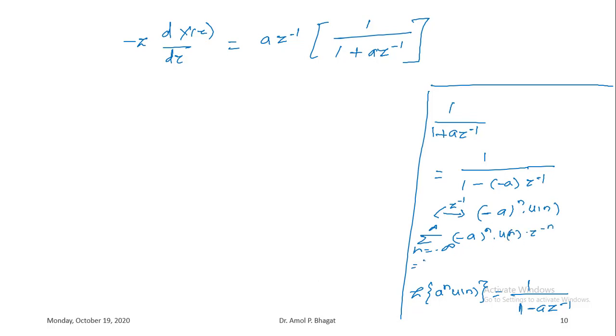Here you can modify the limits as summation n equals 0 to infinity, so you can take minus a into z inverse, raised to the power n, and I have taken common. Minus a to the power n, u of n is 1 for these values, so it will be simply 1 upon 1 minus a z inverse. Therefore the inverse Z transform of 1 upon 1 minus a z inverse is minus a to the power n u of n, correct.